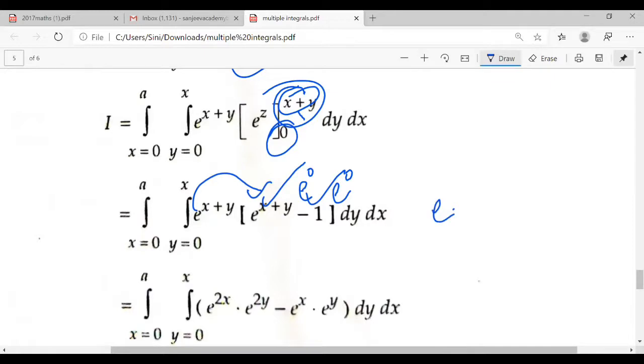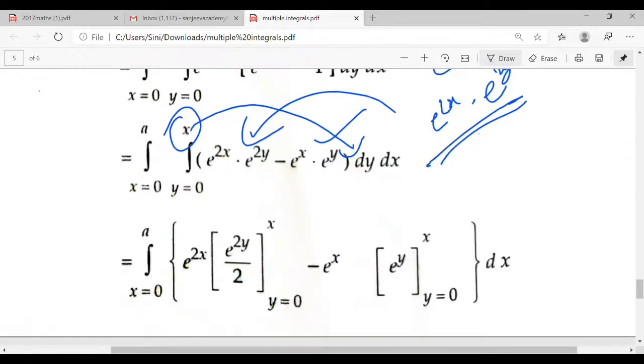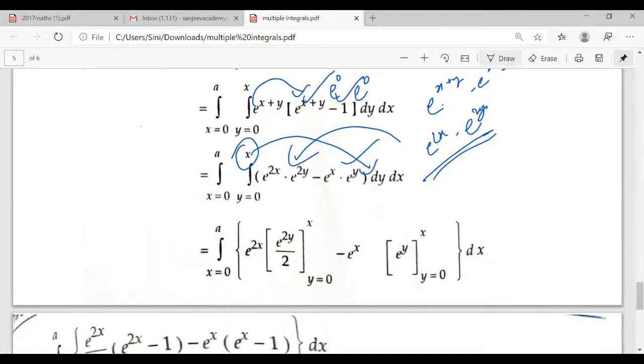So you'll get e power x plus y into e power x plus y. So the bases are the same, then we'll add. So e power 2x plus e power 2x dot e power 2y we'll get. So e power of 2x plus 2y we'll get. That I am splitting and writing like this. That's all. Then see here, x is there. X is there means you have to integrate with respect to what? dy. dy respectively. Do it and you will get the answer for this also.